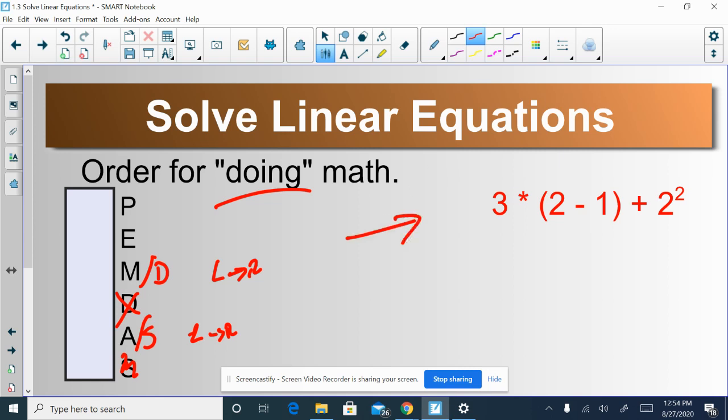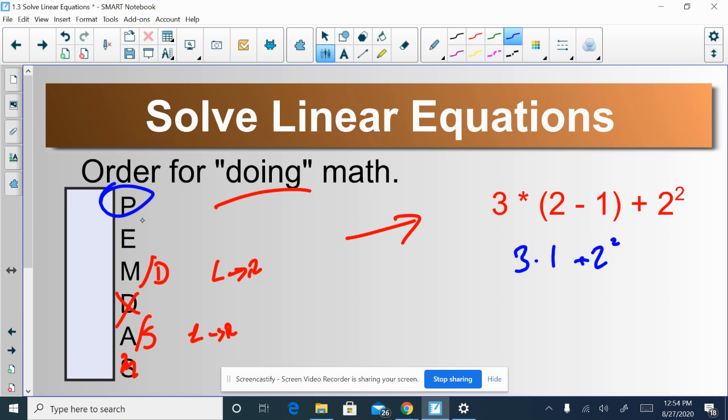So you might see a question that looks kind of like this. I just have you do some math, right? We've got some operations going on, and you have to make sure you do this in the correct order in order to ensure that you get the right answer. Step one, the first thing you try to do, is simplify any parentheses. We do have some parentheses that we can simplify here. We know 2 minus 1 is 1, so we'd have 3 times 1 plus 2 squared.